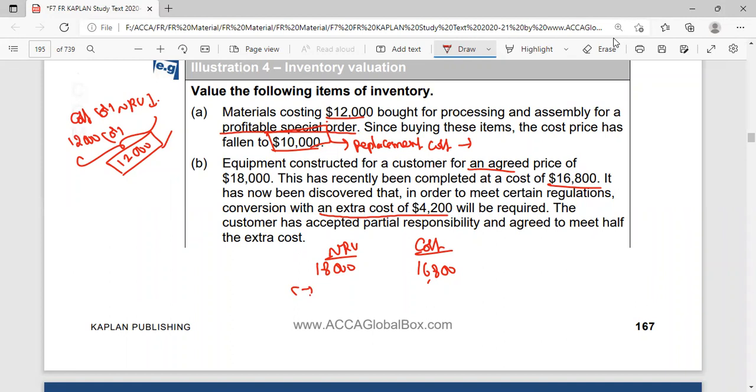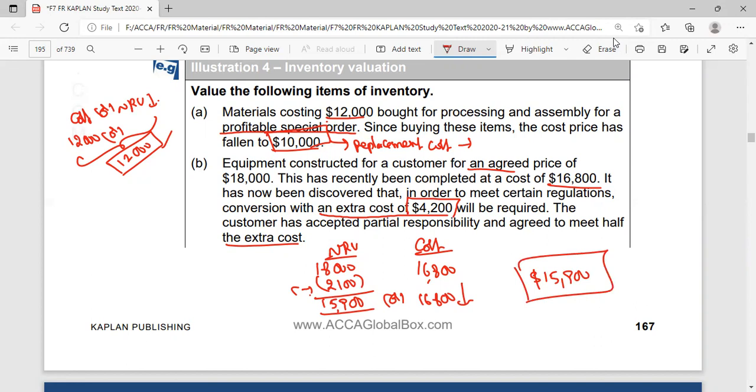But here the customer has accepted partial responsibility and agreed to meet half of the extra cost. What is the extra cost? He spent 4,200, and half of the amount is met by the customer. So he needs to spend 2,100. So the NRV is 15,900. So 15,900 or 16,800, whichever is less. So 15,900 is the value. Clear? Okay. So this is the valuation of inventory.